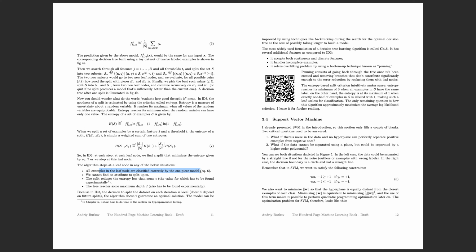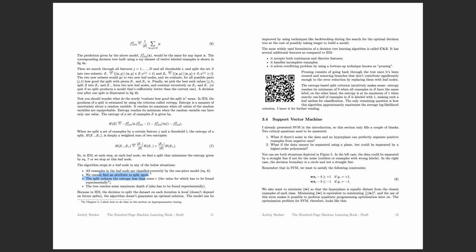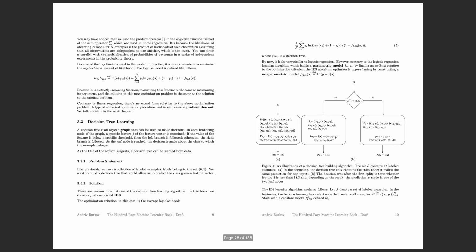First, all examples in the leaf node are correctly classified. In this case, all of the yes branch leaf node results are 0, and all of the right branch leaf node results are 1. So it's completely classified with 100% accuracy, and the entropy is 0. Second, we cannot find an attribute to split upon. Despite the accuracy being low or not good enough, or requiring further splits, we don't have any features left. We have used all of them.